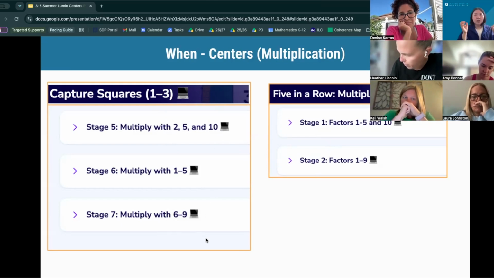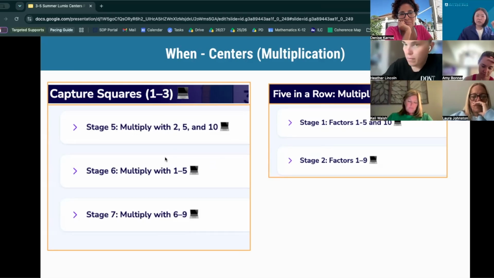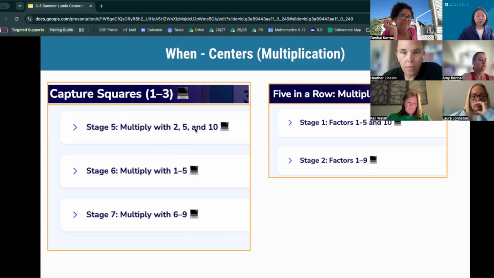So once again, once you know what students need, then you can intentionally select the stage that will really help their goal and their target. Like I said, if there's a student who still needs to work on their 5s, maybe Capture Squares stage 5 is a good idea. If you know there's a student that knows their 2s, 5s, 10s, 0s, and 1s, maybe go on to stage 6. But that's the thinking that we hope you'll take away after the session.